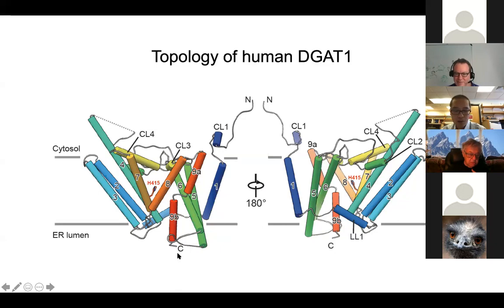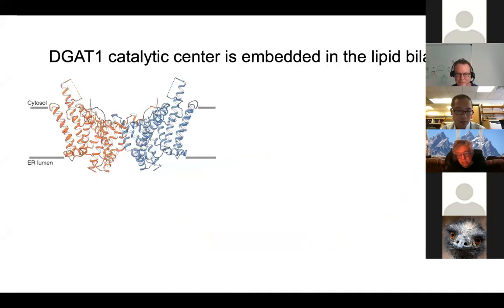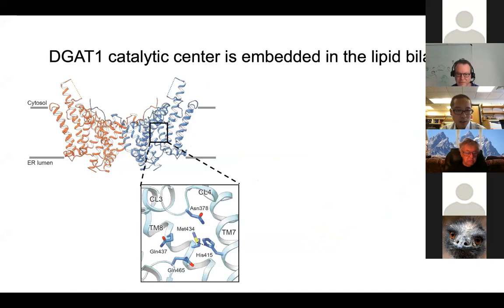So now we have a high resolution structure, but the long-standing question is, what is the active site of DGAT1? As has been known for a long time, this highly conserved histidine, His415, is a putative catalytic residue. This region is deeply embedded in the ER membrane. Besides histidine, several hydrophilic residues, including 2 glutamines and 1 asparagine, are also highly conserved. The histidine also seems to form a hydrogen bond with a nearby methionine.